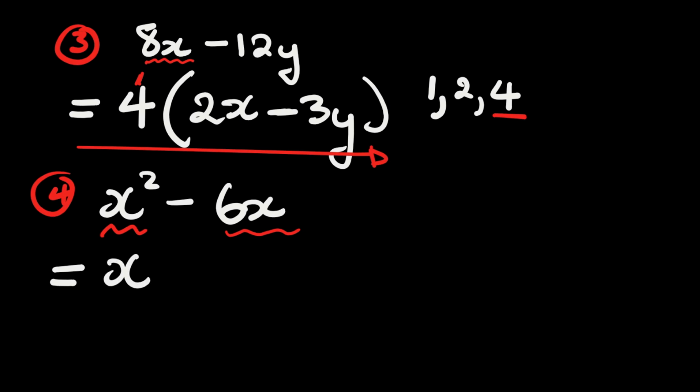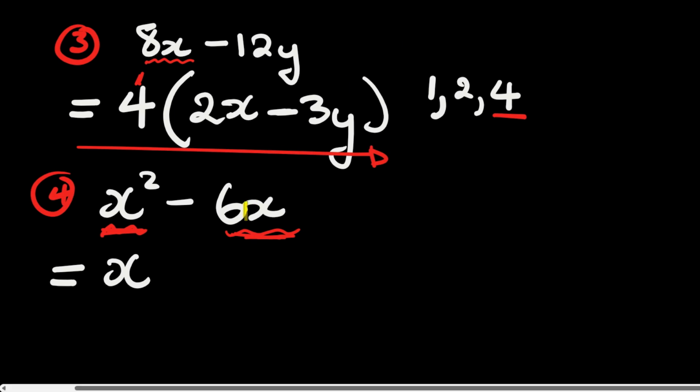How we choose here between the two is that between x squared and x, you have to take the smallest in exponent between the two. So the smallest in exponent is this one here, hence we have it here.